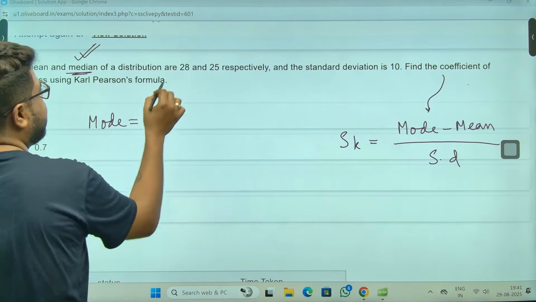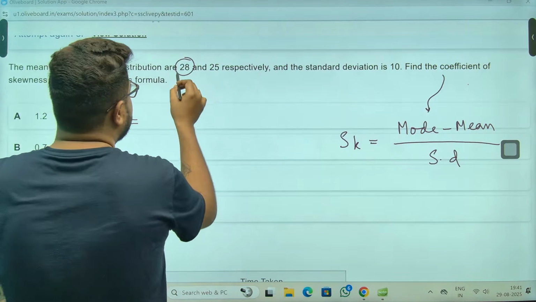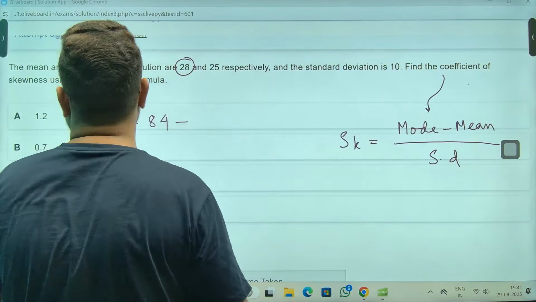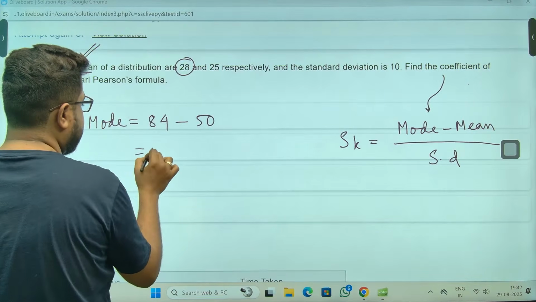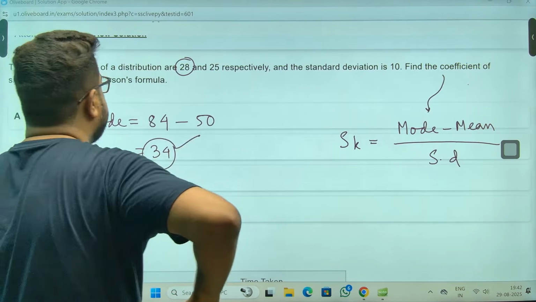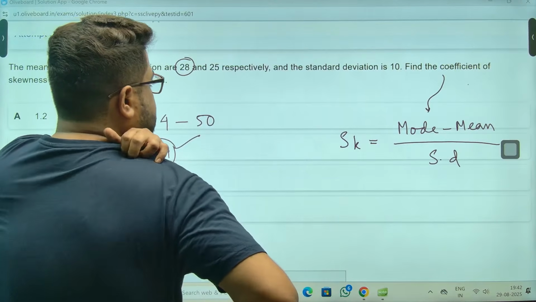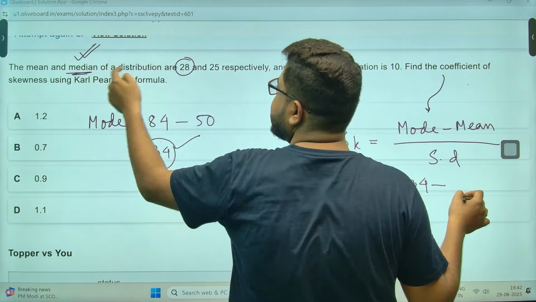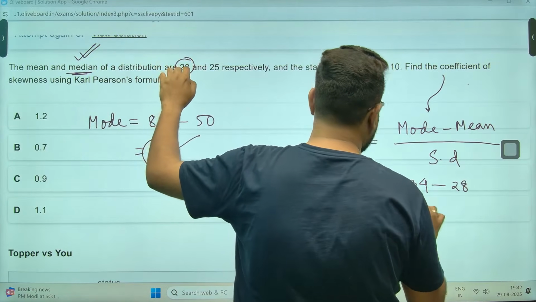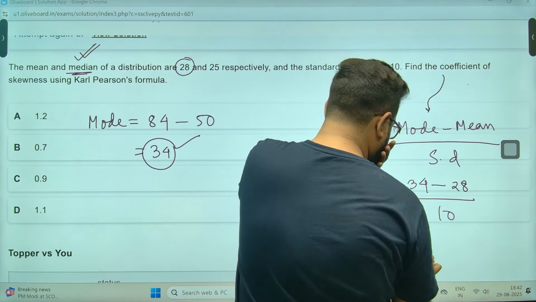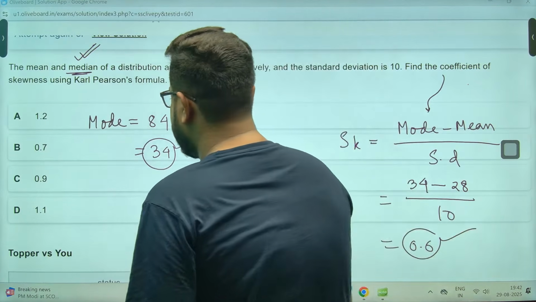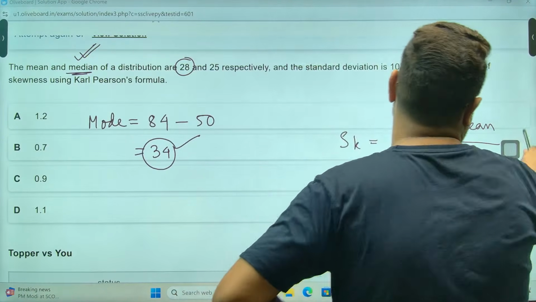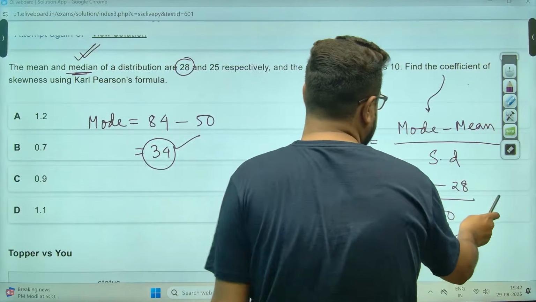Mode is 3 median, 3 into 28. How much, sir? 84, right? Minus 2, this is 50. Is it coming 34? Okay. Mode is 34. Mean is 28. SD is 10. Is it coming 0.6? Yes, what did I do wrong? Oh no, I wrote mean in place of median.